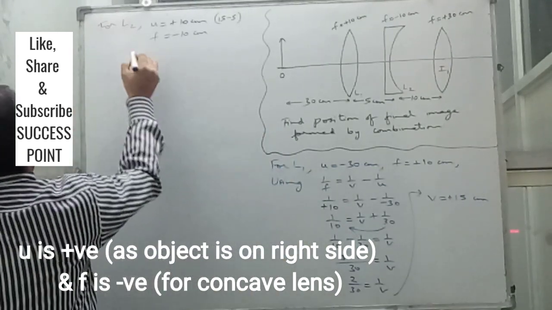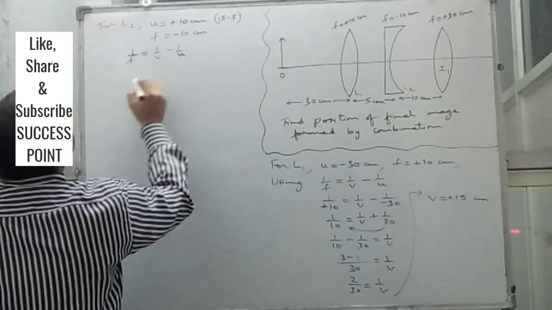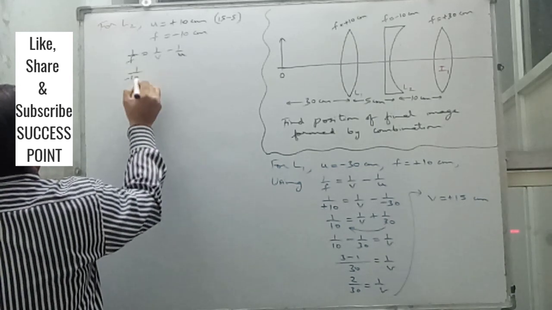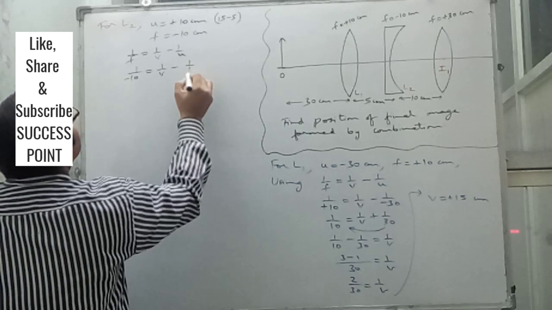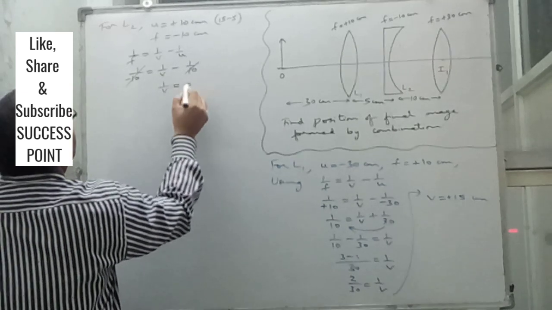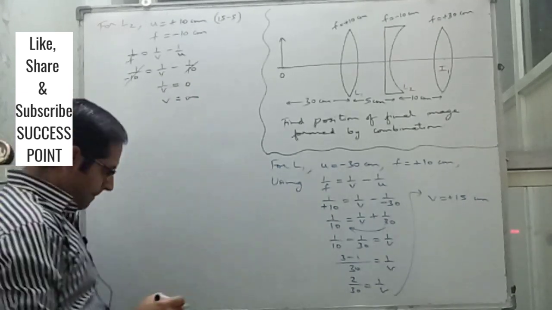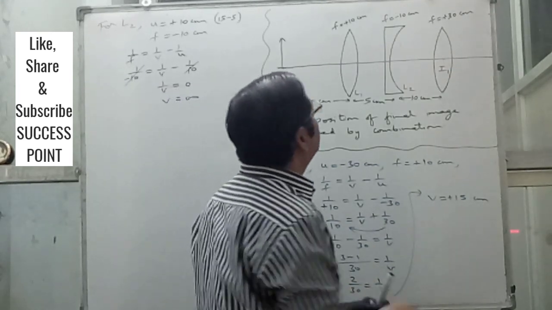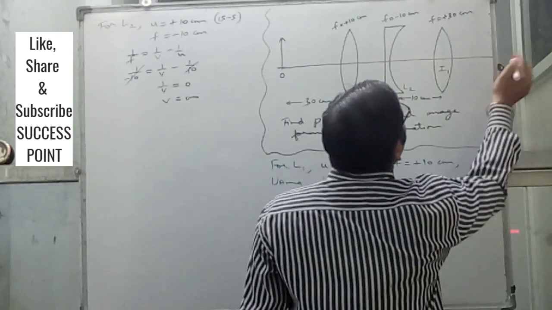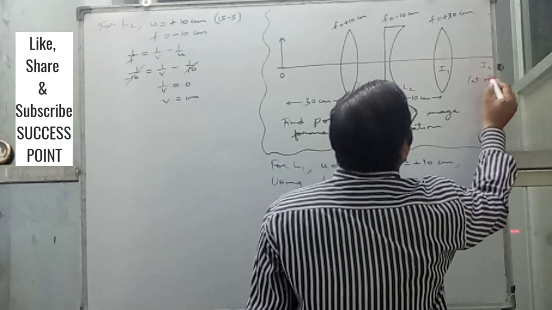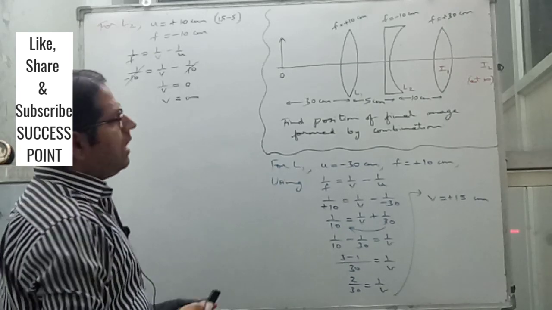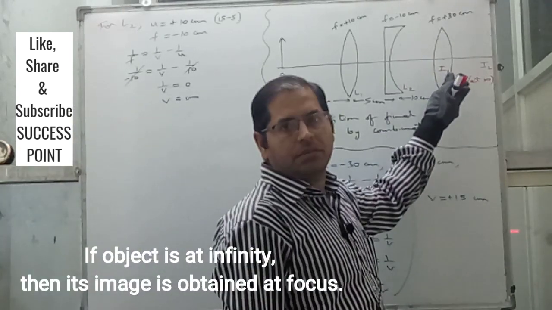Now again apply the lens formula. 1 by f is equal to 1 by v minus 1 by u. After substitution you will get minus 1 by 10 equals 1 by v minus 1 by 10. Now you can see that these two will cancel. 1 upon v is equal to 0, means v is equal to infinity. This second lens, which is concave, will form the image at infinity.